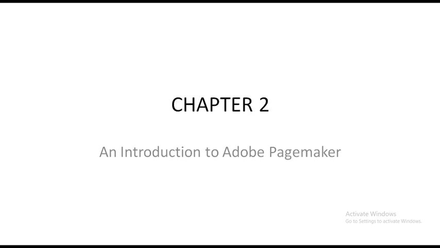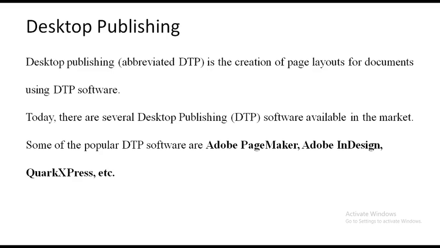Before that, we will see a small introduction about desktop publishing. So what is desktop publishing? Desktop publishing is the creation of page layouts for documents using DTP software. Adobe PageMaker is one among them. Adobe PageMaker is a DTP software which is used to create page layouts. Page layouts are books, newspapers. These are all known as page layouts.